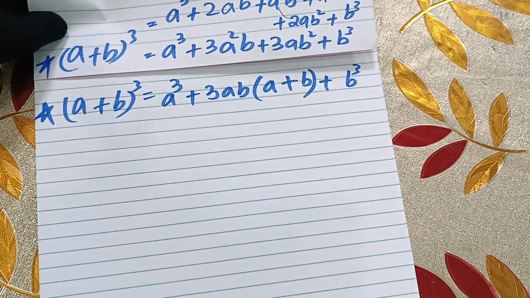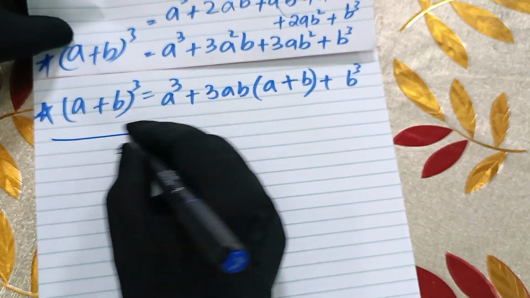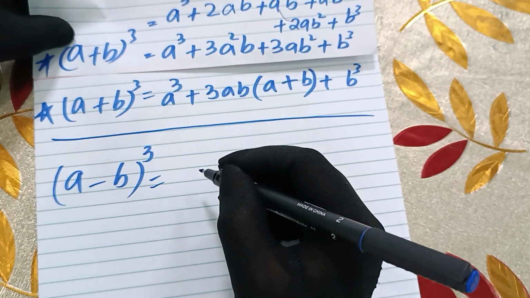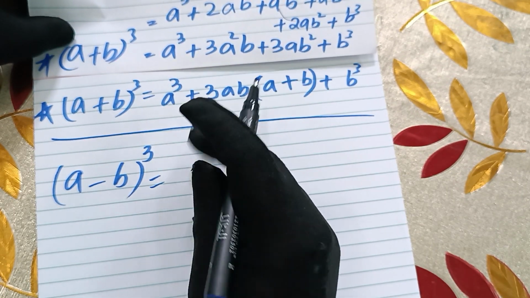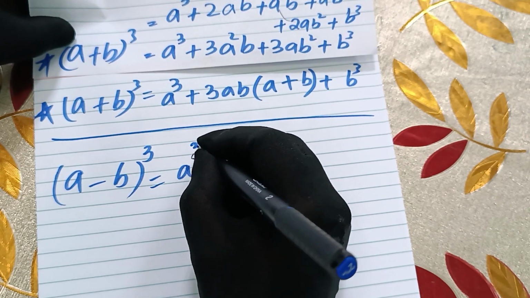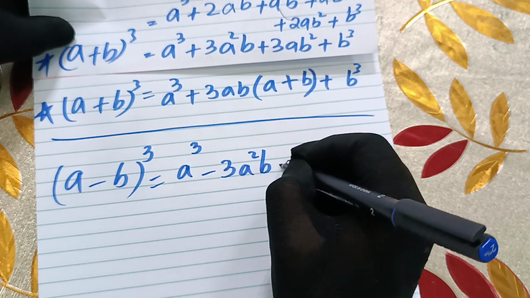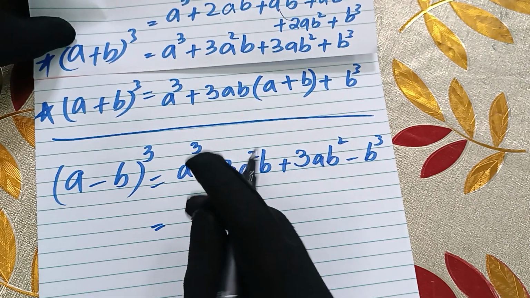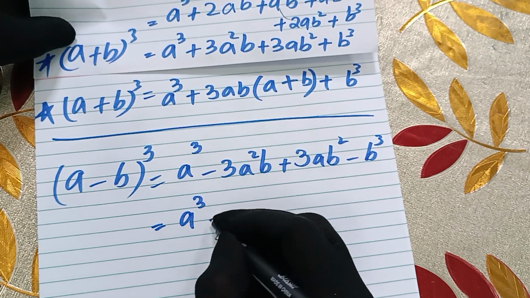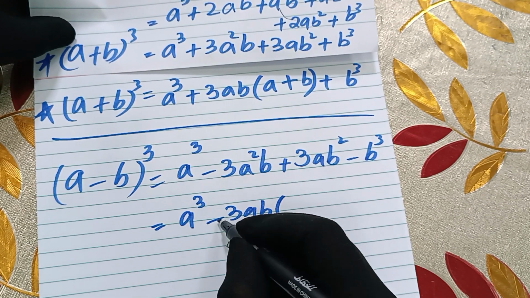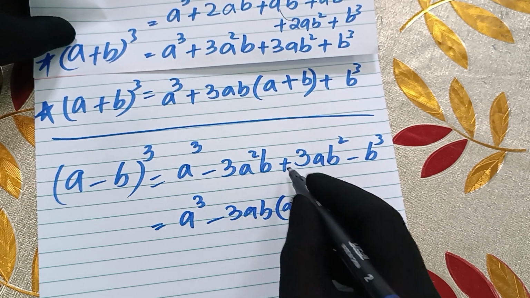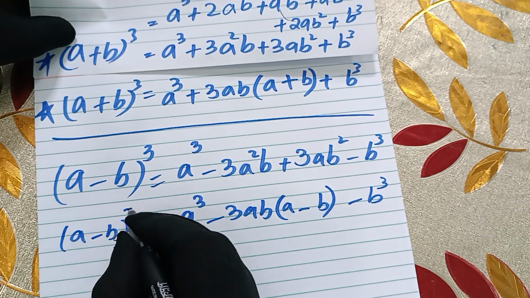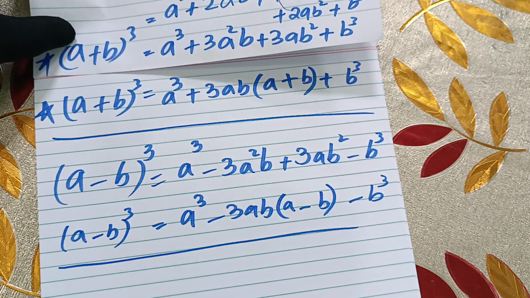Similarly, I will leave it up to you: open this one, solve it and get this answer. In this form, its answer will be a cube minus 3a square b plus 3ab square minus b cube. And in this form, if you take minus 3ab common, first term a is left, then plus minus b, and minus b cube. This is the formation of this formula.